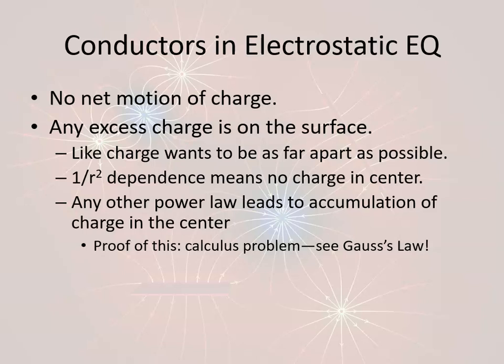And that occurs, it turns out, because there is a 1/distance squared dependence on the electrical force between charges, which we're going to talk about soon. But it turns out that if you had some other dependence on that force, you would actually get some accumulation of charge in the center. And a proof of that, at least a proof of the fact that this ends up working out, is a Gauss's law problem, which is going to be in the next unit.